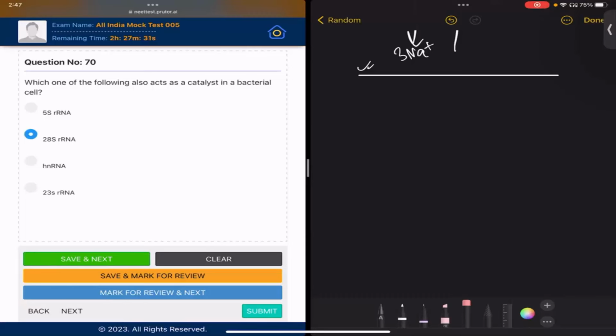Which one of the following amino acid does not show degeneracy? Degeneracy tryptophan, क्योंकि tryptophan जो होता है उसका सिर्फ एक ही कोडॉन होता है.